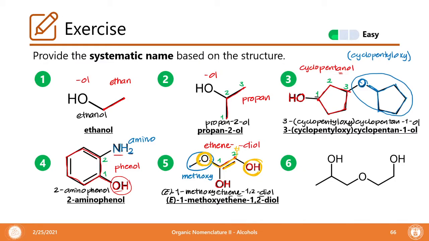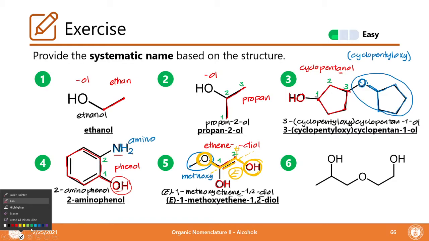And if you draw it in such a way that the 2 high priority groups are connected, you should be able to see that we have an E configuration. Okay, so that's (E)-1-methoxyethene-1,2-diol. Okay, so remember, beyond the first organic nomenclature set, we still apply alkene stereochemistry in our examples. Okay, so it transcends beyond just carbons and hydrogens.